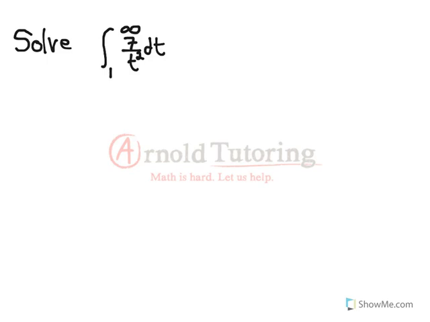I'm going to replace that with x for now, and I'm going to say we have the limit as x goes to infinity of this integral from 1 to x, 7 over t squared dt. Again, I haven't really changed anything here. I've just replaced infinity, which isn't a real value, with x.